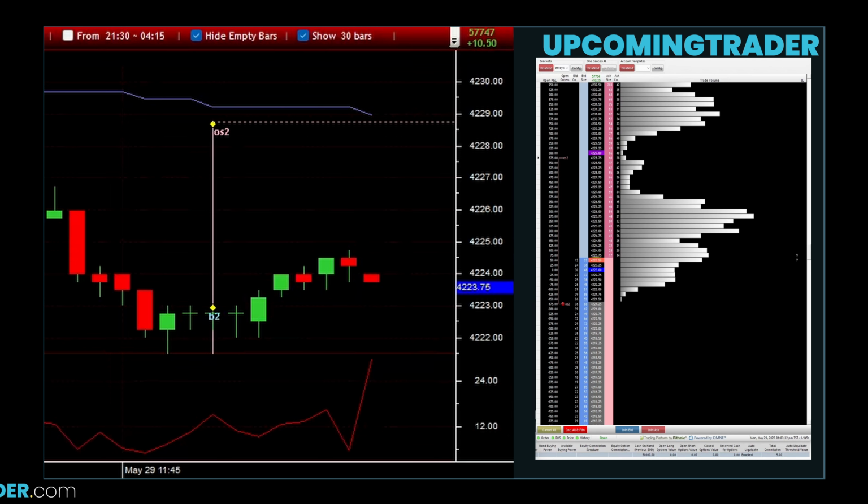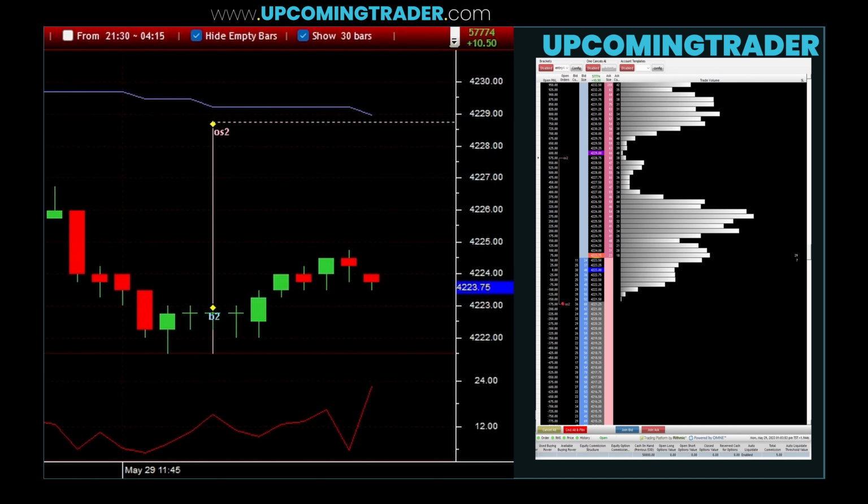By the end of this session, you'll have a clear understanding of what the net volume indicator is, how to interpret it, and how to integrate it into your trading strategies. Let's get started. Before we dive into the specifics, let's talk about why the net volume indicator is so important.